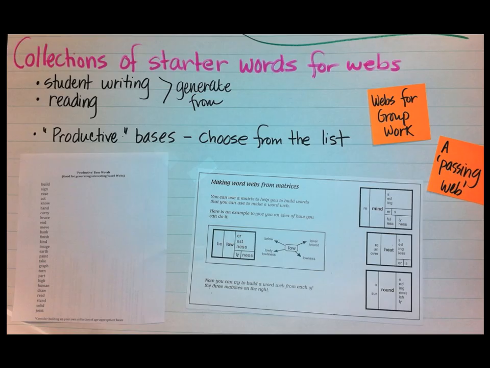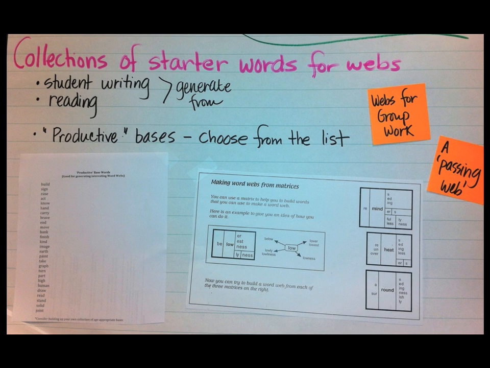One of the things that you could do for webs is he has provided a collection of productive base words, bases that will give you a lot of words that students can create webs from. I've put that on the server, typed it into a list. You can also get words from student writing or words that they come across in their reading. They can take those words and create their own webs from them, just sort of as an investigation. It's a great way to build vocabulary because we always have to come back to meaning.